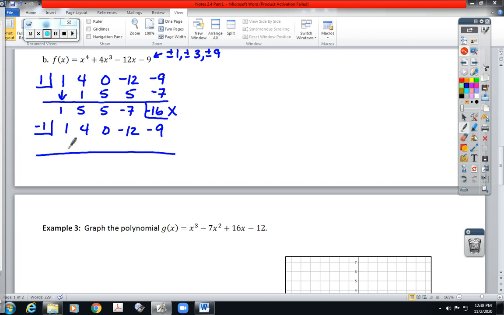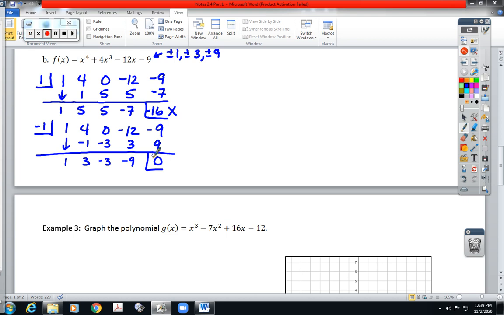This one I think does work. Looking at it, 4 plus negative 1 is 3. 3 times negative 1 is negative 3. Add down is negative 3. 1 times negative 3 is 3. Add down is negative 9. Yep, that works.